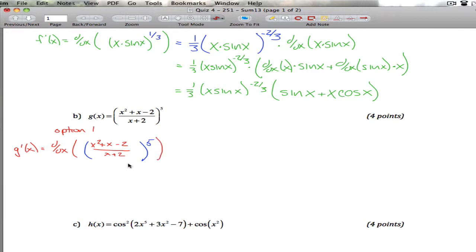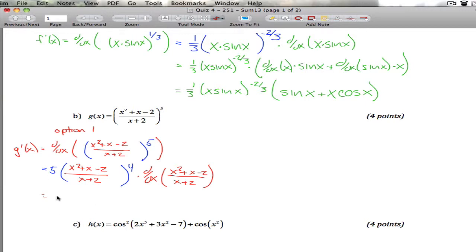So if I use the chain rule, I want to first take the derivative of the stuff in blue. Something raised up to the 5th power, its derivative is 5 times that something raised up to the 4th power. So on the inside of these parentheses, I'll just leave x squared plus x minus 2 over x plus 2. But then you're not done. You still have to multiply that by the derivative of the inside function, in this case x squared plus x minus 2 divided by x plus 2.